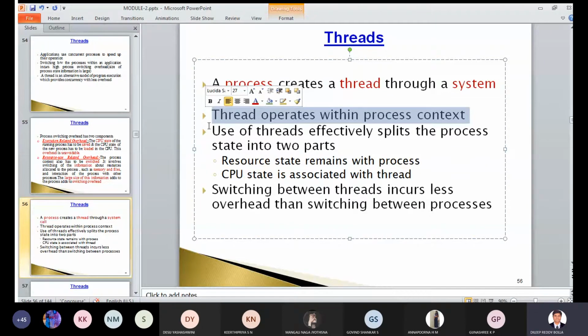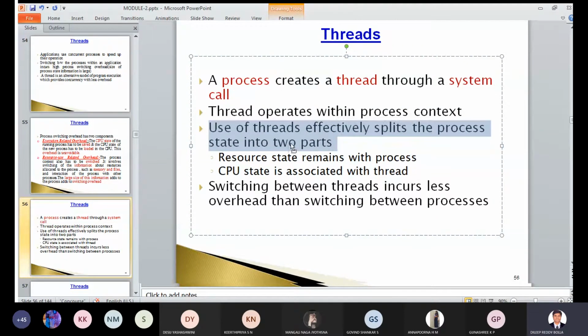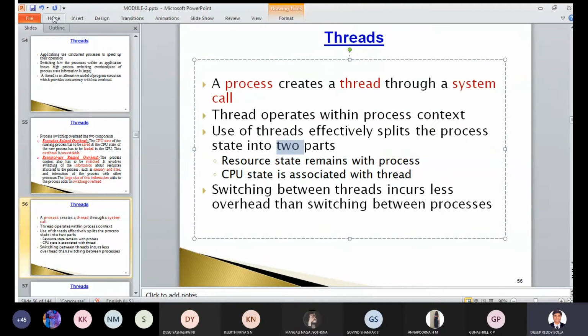Next, use of threads effectively splits the process into two parts. How many parts will it split into? Into two parts. The one is resource state.